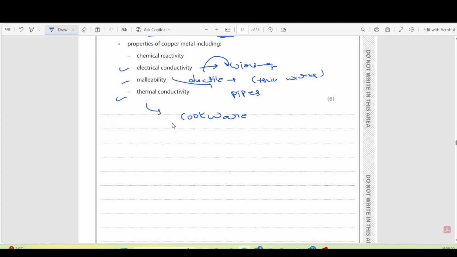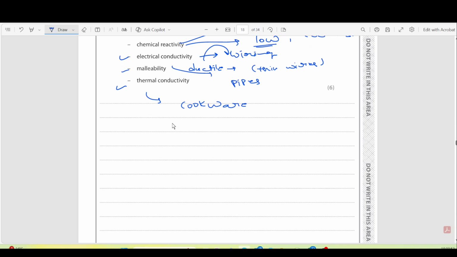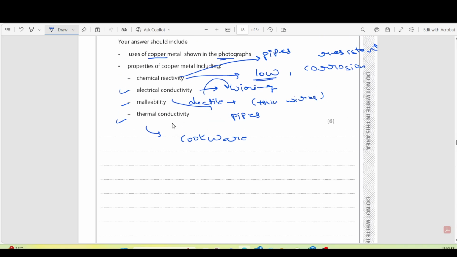Then chemical reactivity. Copper's chemical reactivity is very low, and that's why it is resistant to corrosion. It does not react with water. That's why it is used in pipes and fittings. Unlike iron, it does not rust, so it can stay for a long period of time even if it is exposed to water.